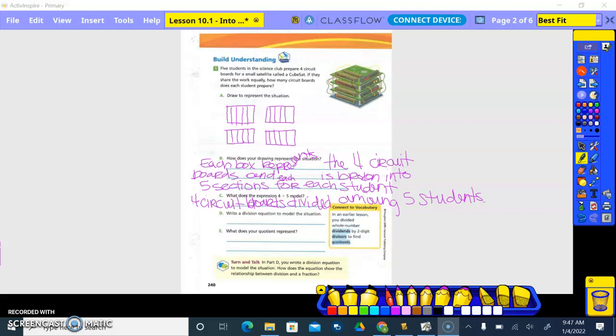Write a division equation to model the situation. So 4 divided by 5 can also be written as 4 over 5, right? What does your quotient represent? Each student will get to do what? Each student will complete 4/5 of a circuit board.